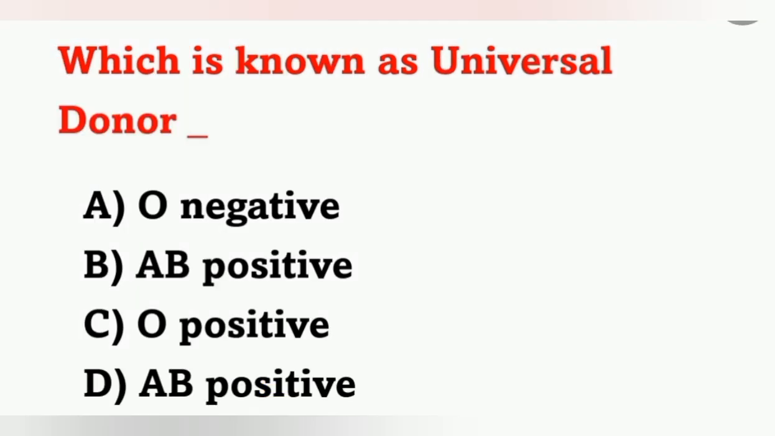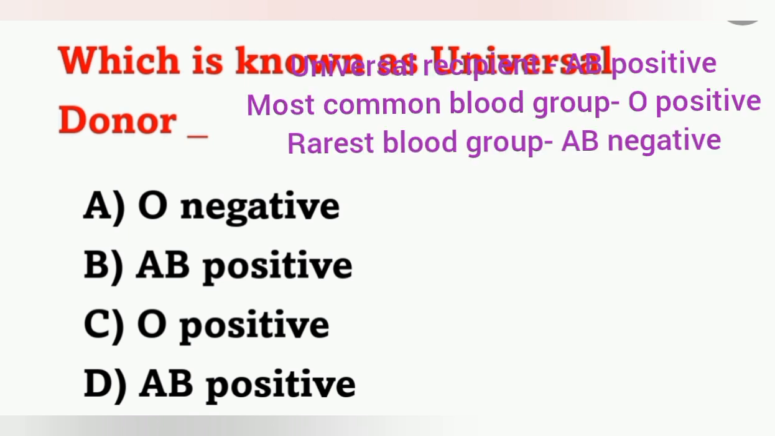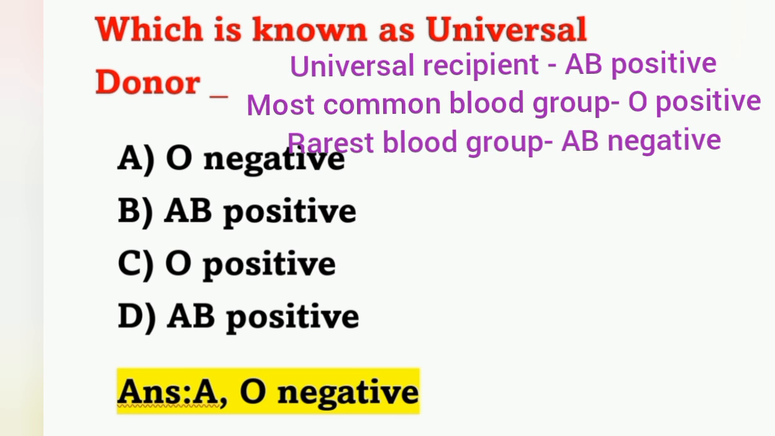And the next question, which is also known as universal donor? Option A O negative, option B AB negative, option C O positive, option D AB positive. Which blood group is known as universal donor? It is O negative. Option A is the correct answer.